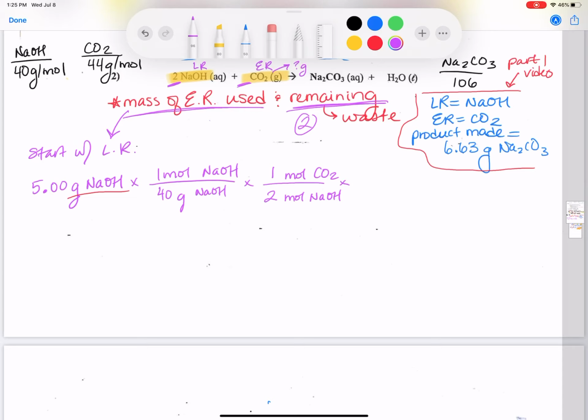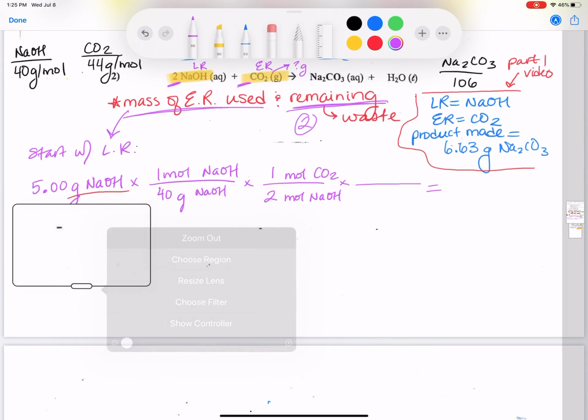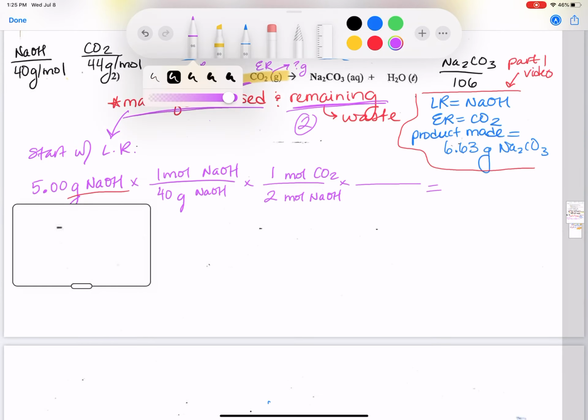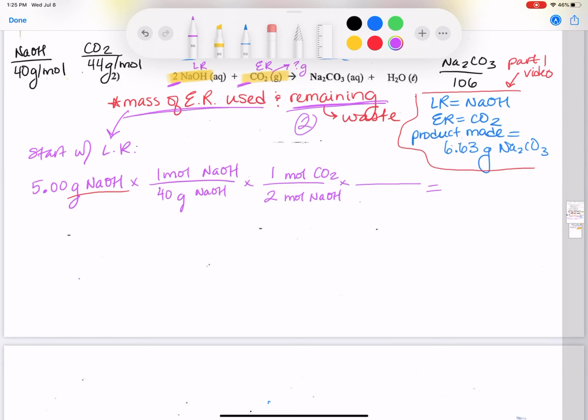So now I'm in moles of CO2, and I can get to grams of CO2 if I just use molar mass. So again, I'm going to set this up so that I have moles of CO2 in my denominator, and I'm going to have grams of CO2 in my numerator.